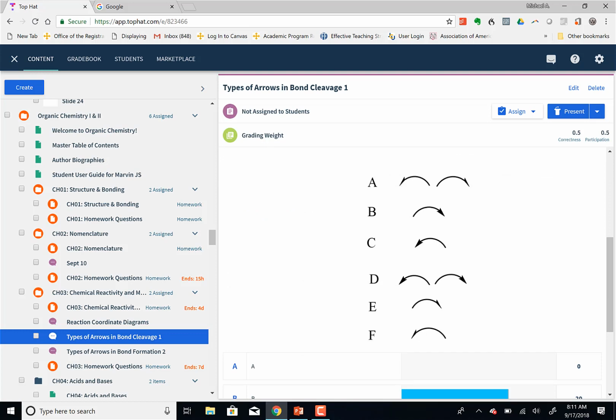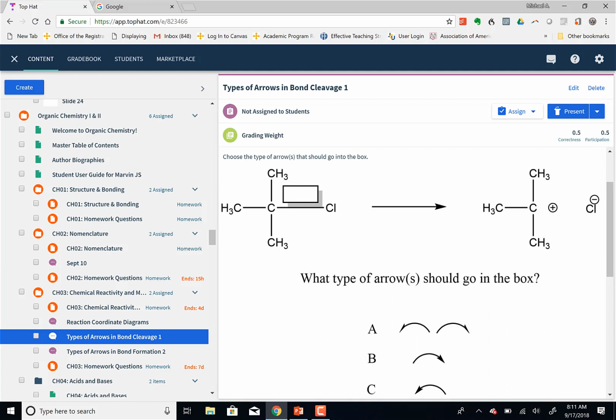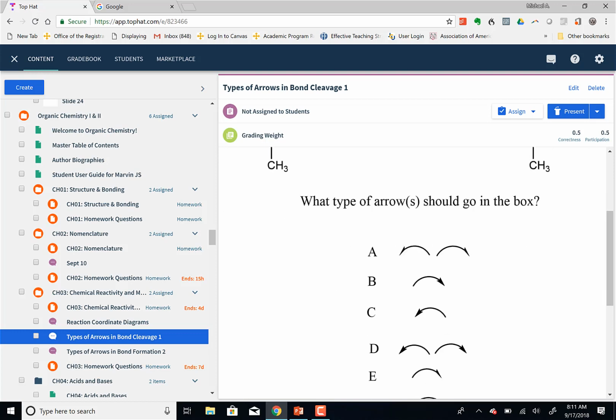So again, why? Well, in this reaction, we end up with a carbocation and a chloride. So that means that both of the electrons had to go to the chlorine. That's going to leave the carbon with a positive charge and the chlorine with a negative charge. And so the arrow that we use for that is a full-headed arrow, indicating 2 electrons are moving. A half arrow means that 1 electron is moving. So we're moving the pair of electrons from the carbon to the chlorine, which is going to be B.